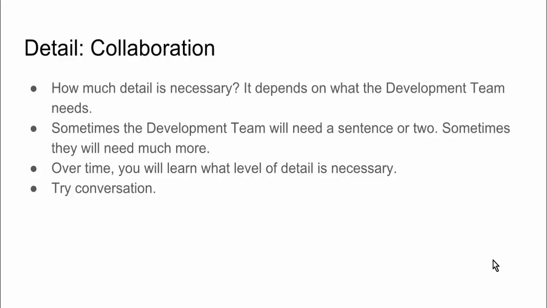The goal here is to create software. The detail that's best is the detail that leads to the creation of the most software. And as always, try face-to-face communication instead of written documentation.